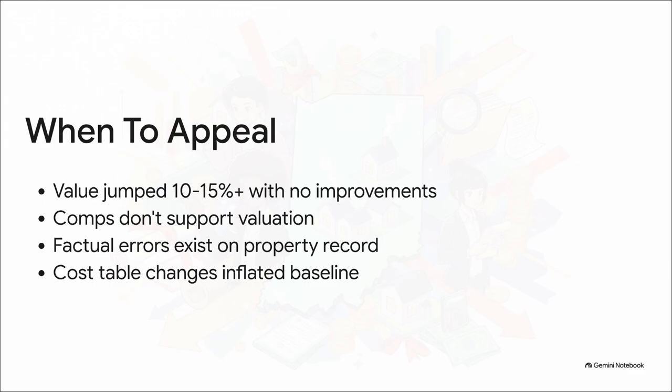You should strongly consider filing an appeal when your assessed value jumps 10 to 15% or more, especially if you've made zero improvements to the property. You should also appeal if comparable sales just don't support the valuation, if there are basic factual errors on your property record card, or if sweeping state cost table changes artificially inflated your baseline.